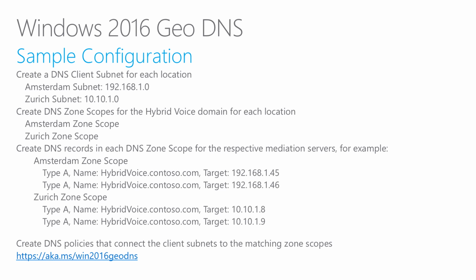And then we need to create DNS records in each of the DNS zone scopes for the respective mediation servers. So we would create the host A record in each zone with the hybridvoice.contoso.com name and target IP addresses of each of the mediation servers deployed in each location. And then finally, we need to create DNS policies that connect the client subnets to the matching zone scopes. For further details, please reference the vanity URL noted here to the online documentation for Windows 2016 GeoDNS.